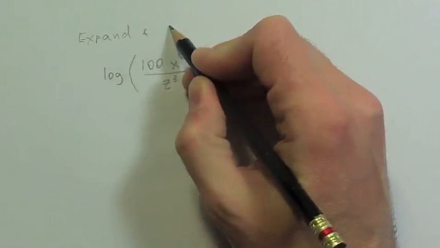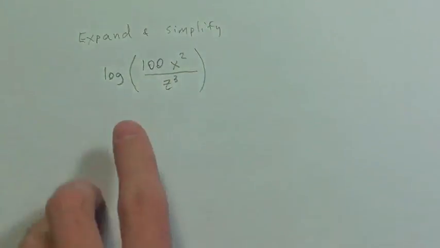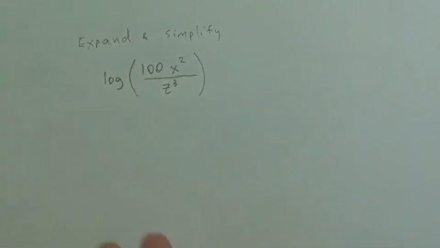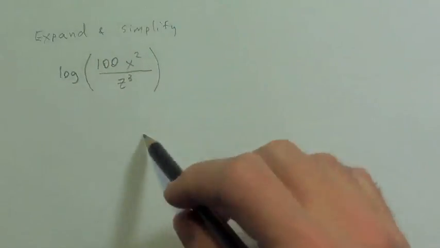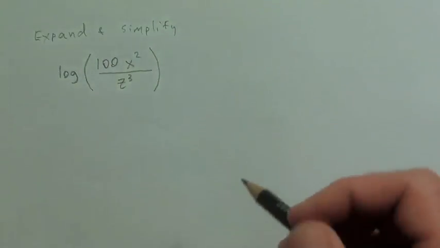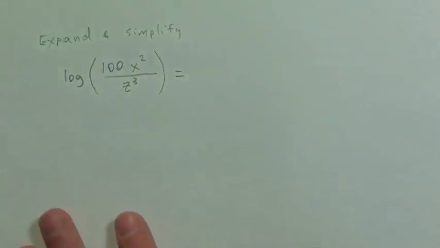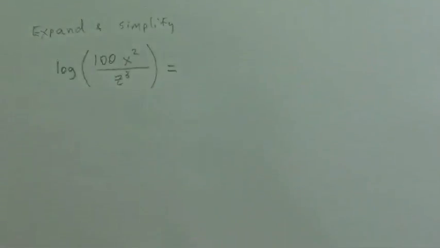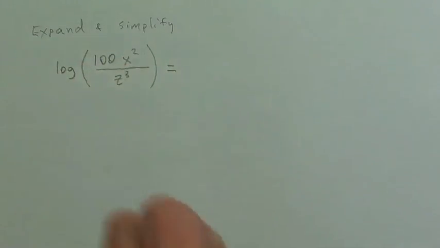So expand and simplify. Remember, log without the base is base 10, so we'll use that in a little bit. What we're going to start with is the division, the fact that we are dividing. I don't want to start with powers, or with 100 and base 10 acting well together. I don't really want to start with the multiplication up here. We usually always start with the divisions.